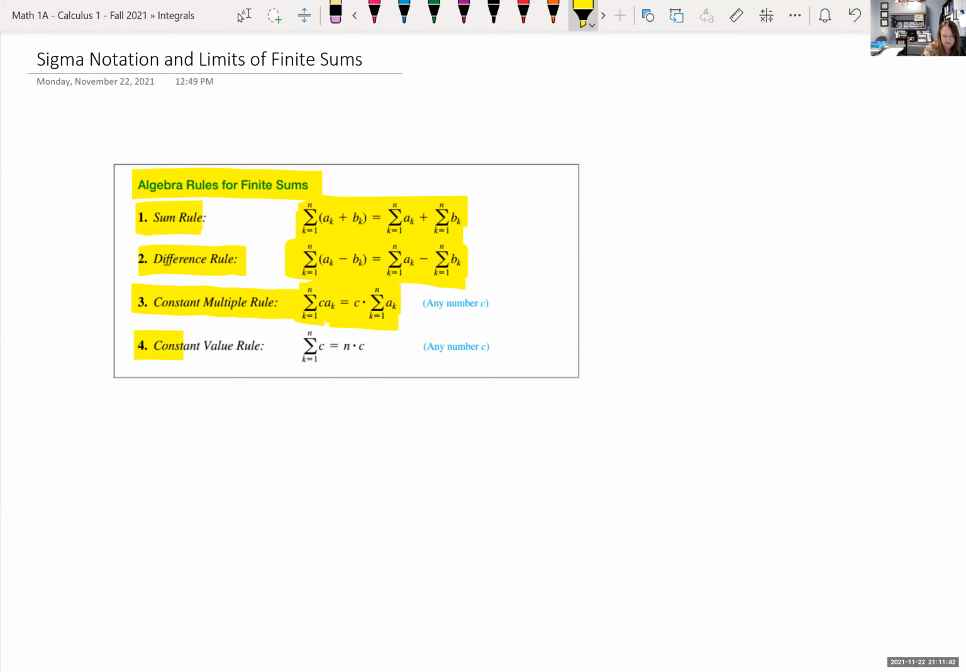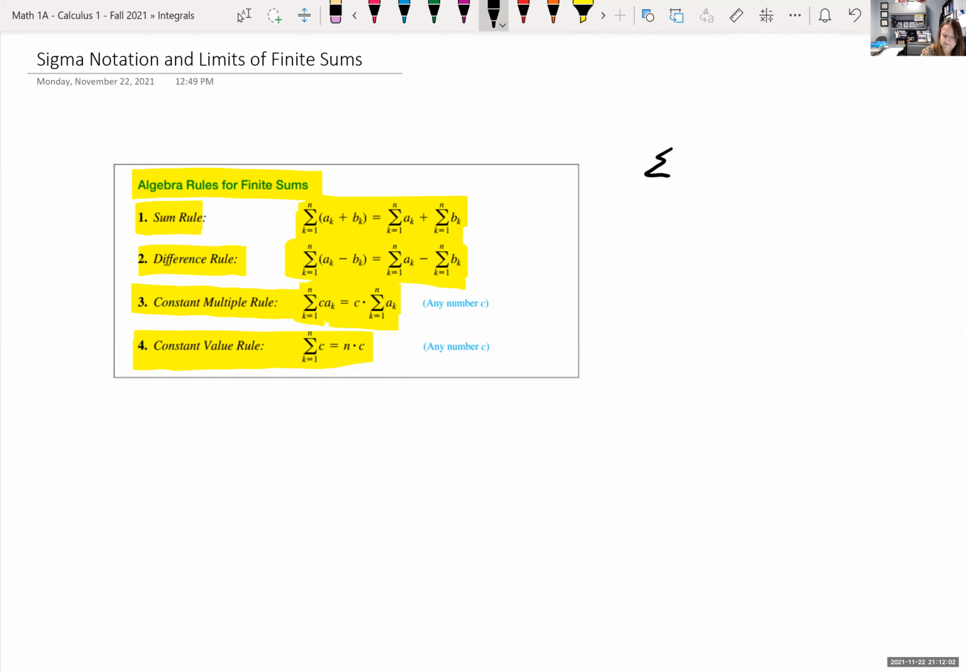This constant rule is also helpful. Basically, it's saying if you're summing just a constant and there's no k term in this case, because it's k equals 1 to n, then basically you're adding that constant n times, or n times c.